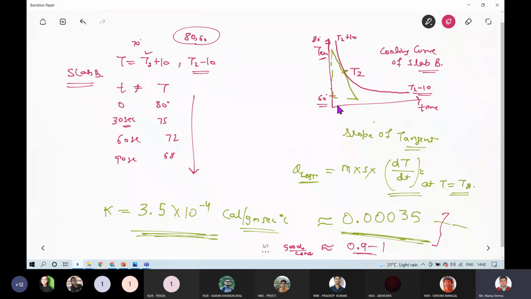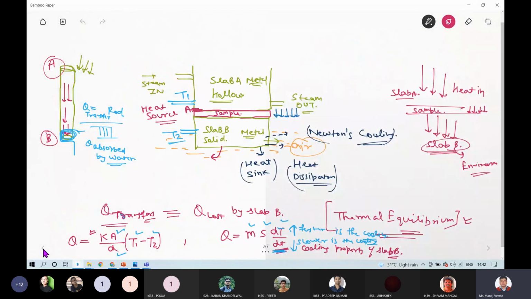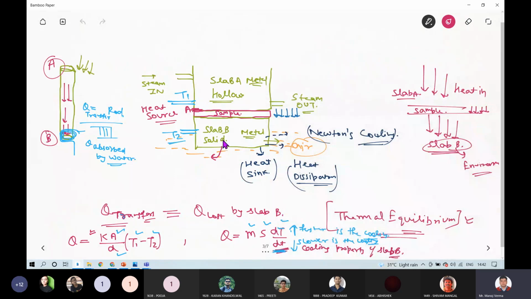See, during the experiment, in the case of achieving thermal equilibrium or steady state, the conditions were like this. This slab B was losing its heat energy through the bottom layer of this slab B and through the curved surface area of this slab B. Through the curved surface area and the bottom part of this slab B.